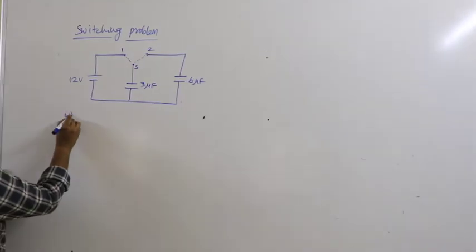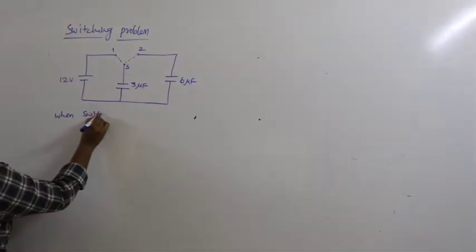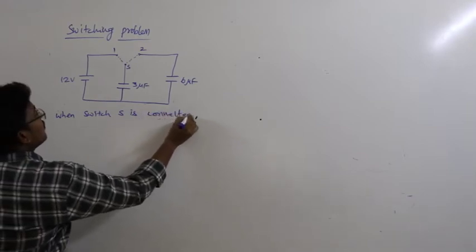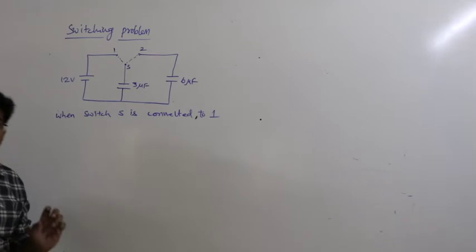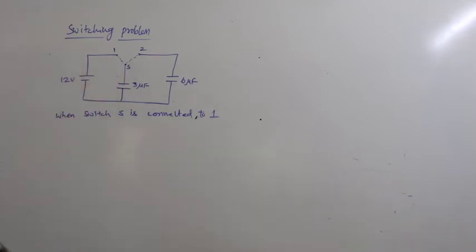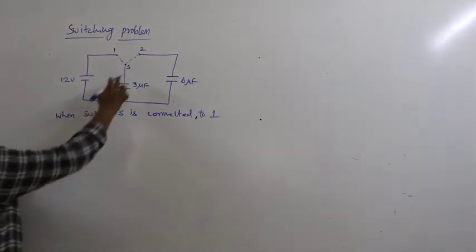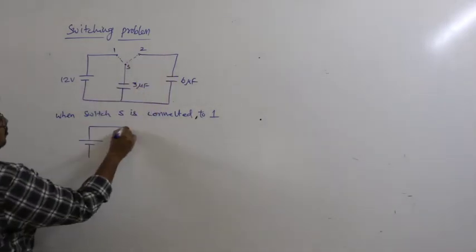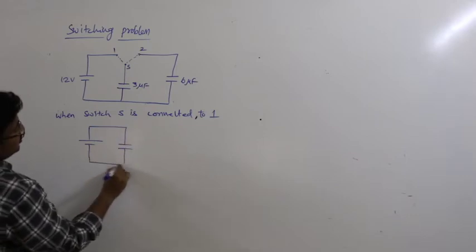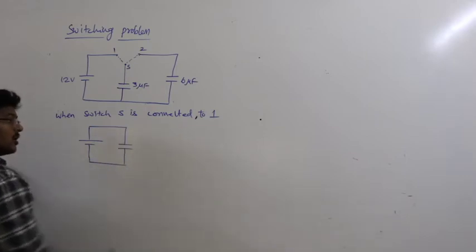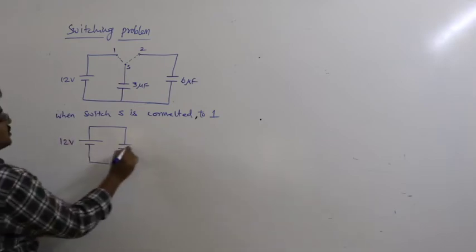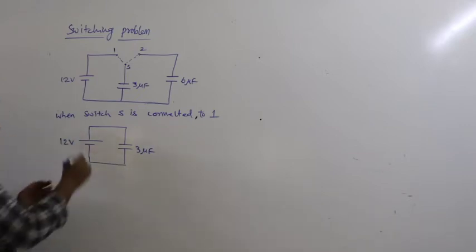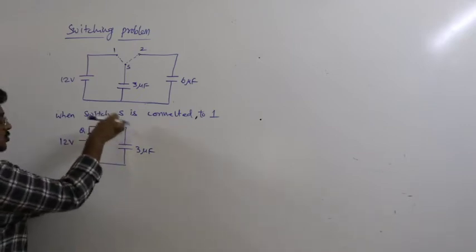Now when switch S is connected to the first point, in that case this side is open. Now this will not be coming into the circuit, so the circuit becomes like this. Only this capacitor will come into the circuit, so this is 12 volts and this is 3 microfarad, and you know that when the switch is connected, the charge will start from the battery and it will be stored on the capacitor.